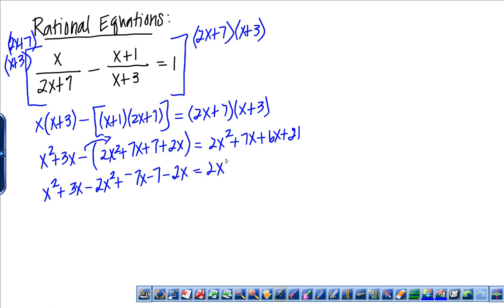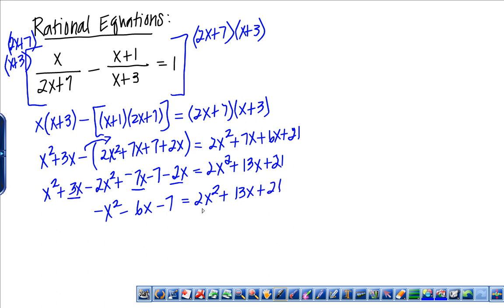And I still have the right side. Let's see if I can simplify some of this. 13 and 21. All right, anything cancel out here, but I can simplify. So I get a negative x squared. And this and this and this, it gives me a negative 9 and 3, so that's a negative 6x. And then a negative 7. Perfect. Still not working with fractions, which makes me happy.